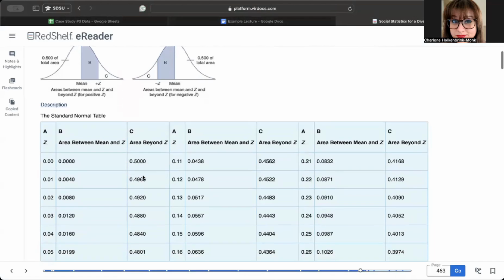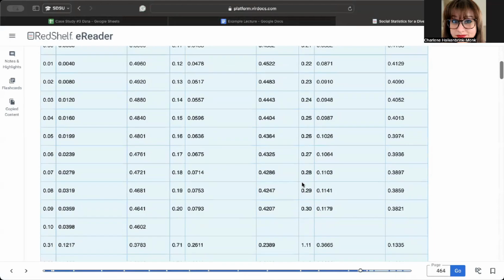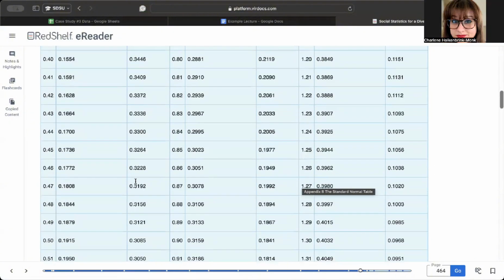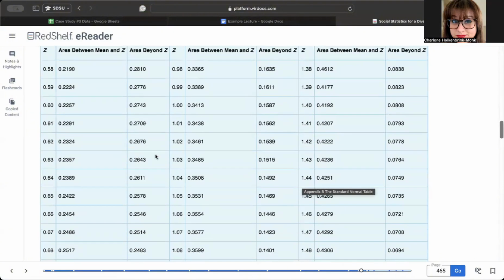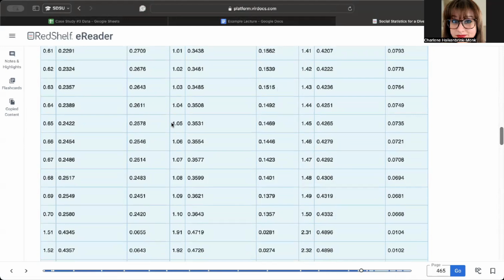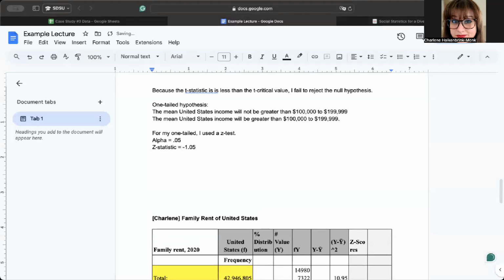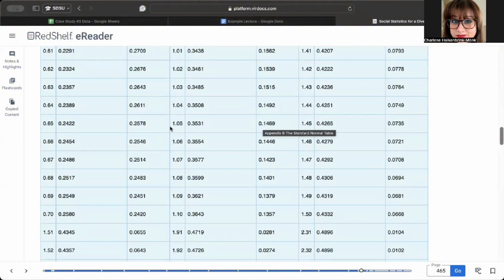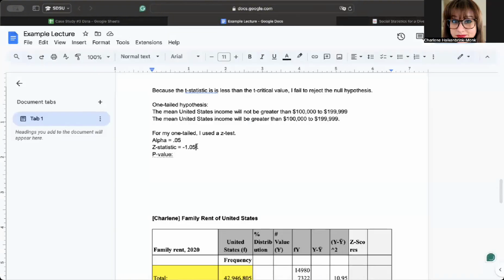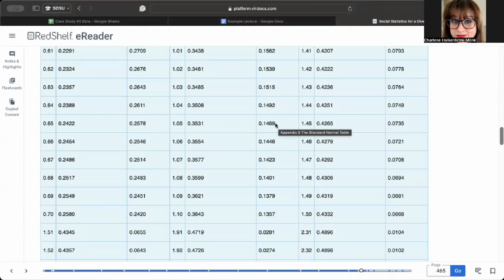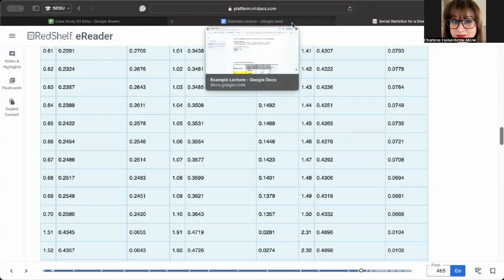So 1.05. All right, my Z is 1.05. So let's go find that. Okay, so this is where I'm at. Now, we're going to be using column C to run our calculation and compare. Basically, this means that my calculation's p-value equals a p-value. My p-value comes from column C around my z-score, my z-statistic.